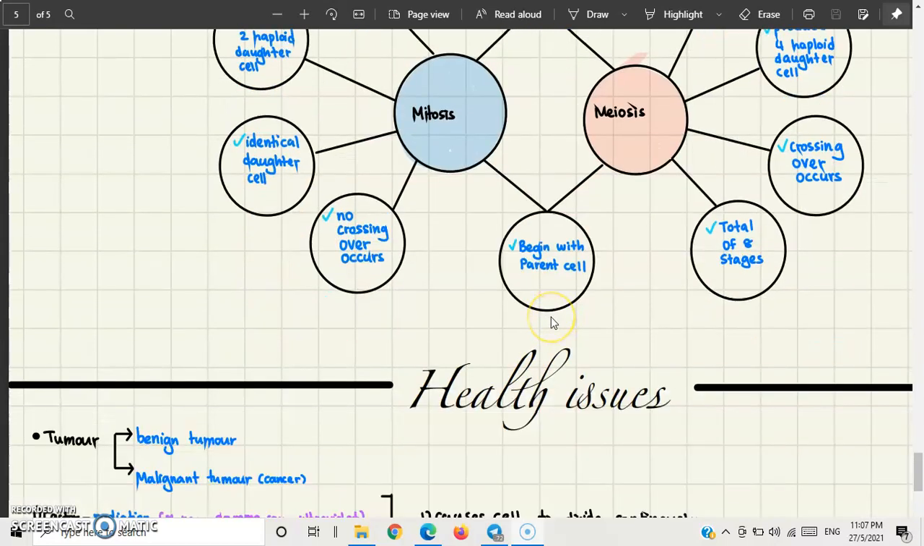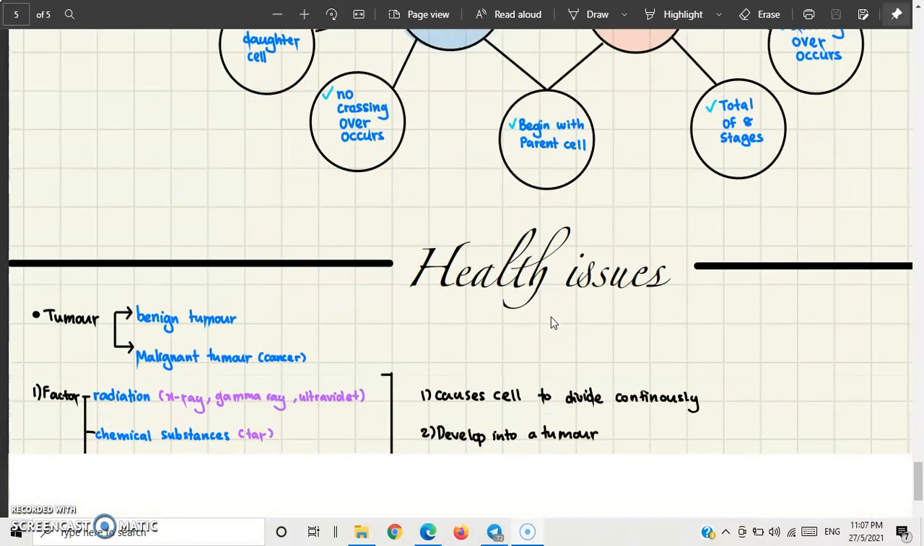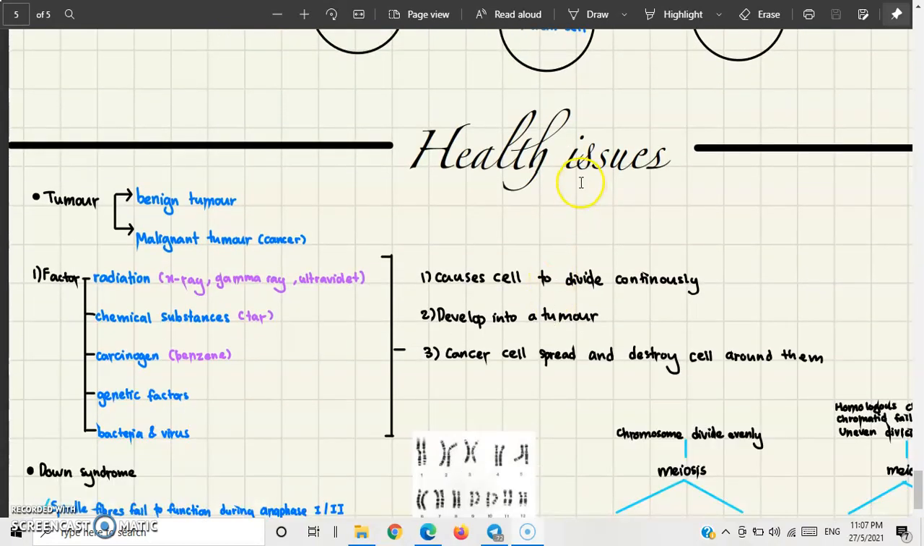Okay, next we go to the health issues. Health issues, not healthy issue, because I saw just now some of you wrote healthy. It's health issue. So it will involve the health issues of cell division on human health.